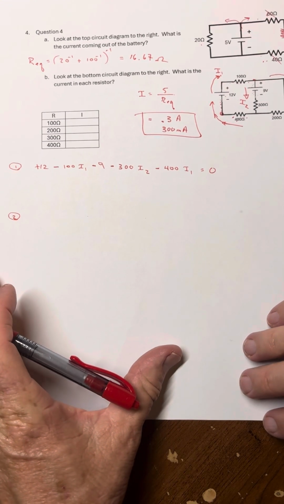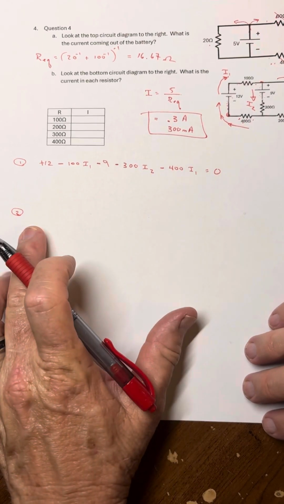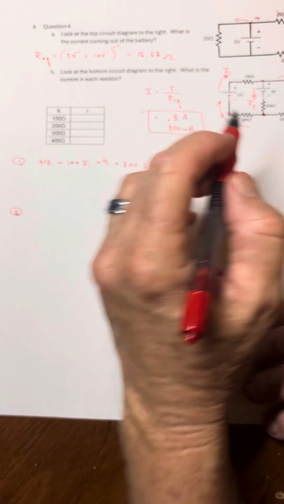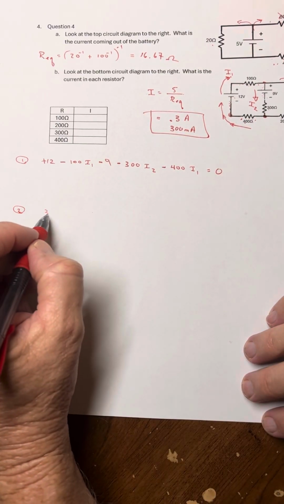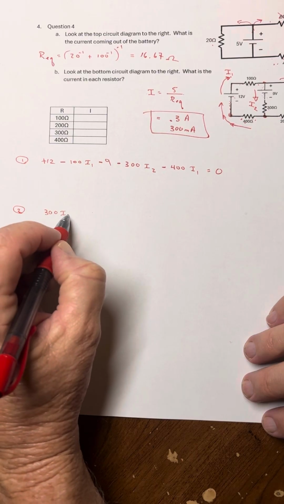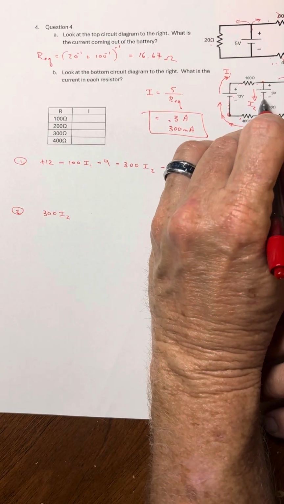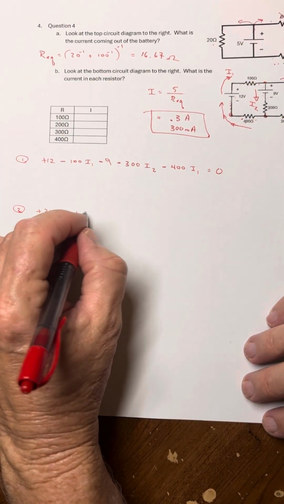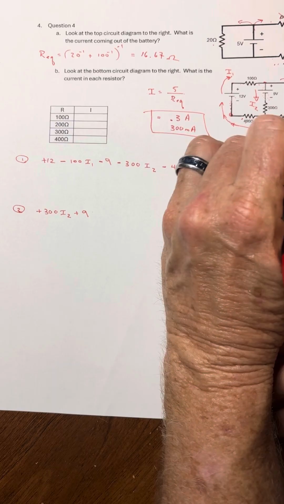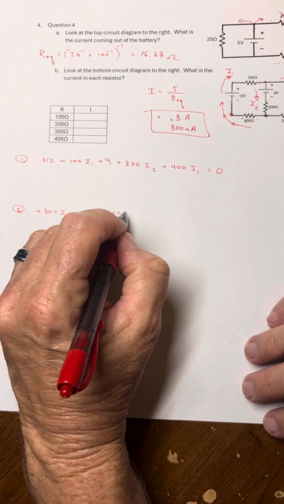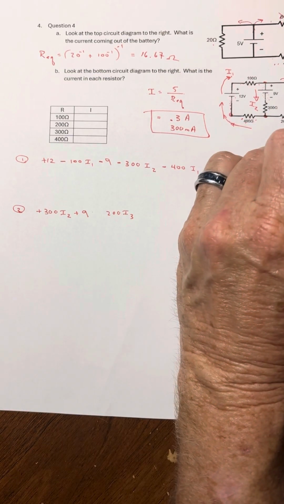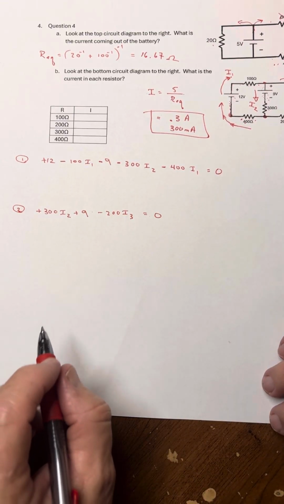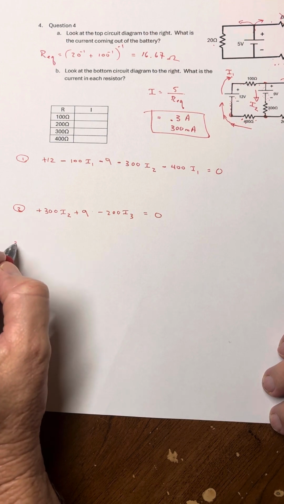Equation number 2, then, would be this loop. Maybe I'll start down here. And so Ohm's law would be 300 I2. And I'm going from here up to here against the current, so it's plus. Then from little bar to big bar, so plus 9. And then around the loop, I hit another resistor, so that's 200 I3. That's the magnitude. And I'm going with the current, so it's minus, and that completes the loop. And I don't need quite as much room to simplify that one.